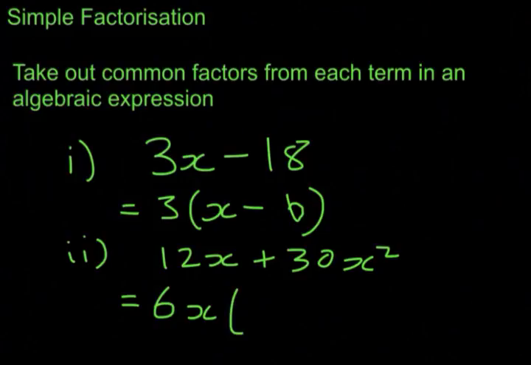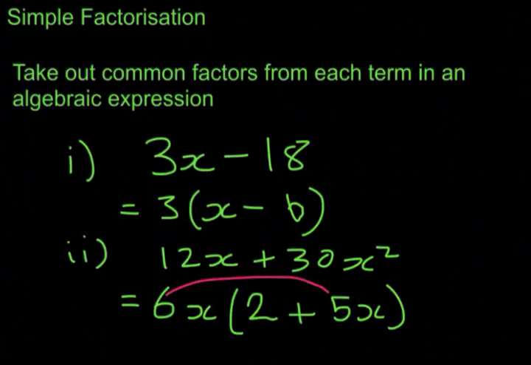And then in brackets what remains is we have to multiply 6x by 2 so that we'll have 12x. After multiplication, the plus sign remains, and we need to multiply 6x by 5x so that we'll end up getting 30x squared. 6 times 5 gives us the 30, x times x gives us the x squared. So our final answer would be 6x outside of 2 plus 5x.